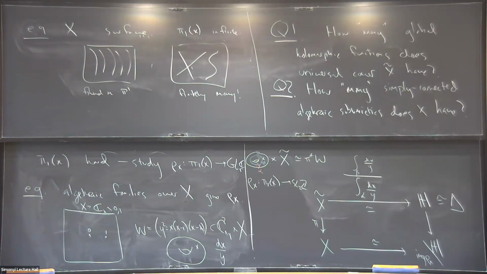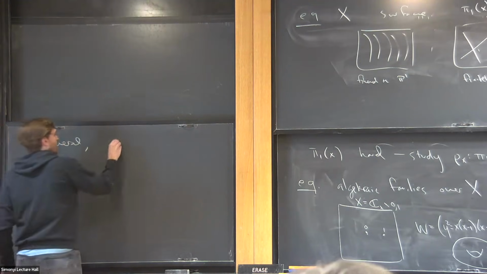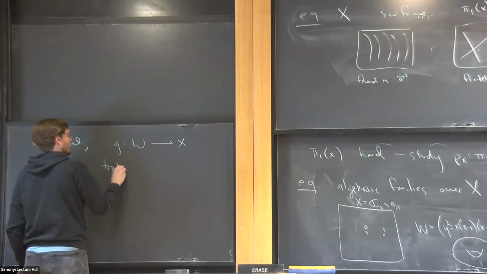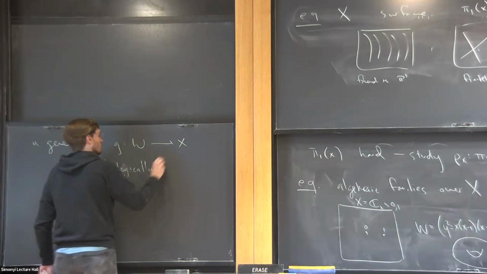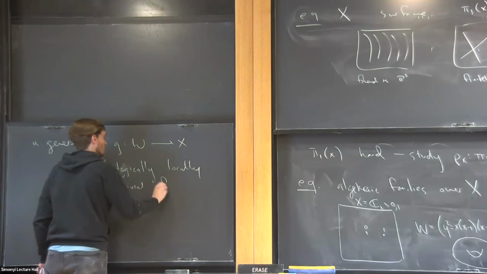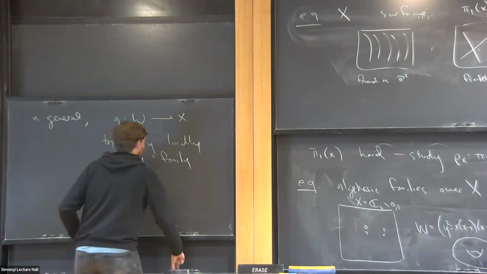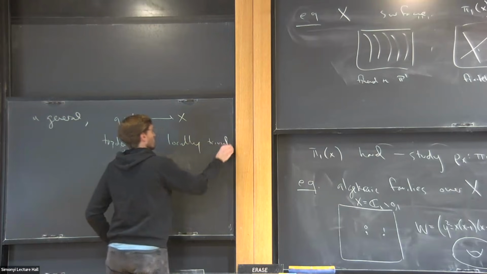Let me basically just draw that same diagram over here, so we can record it for later. So in general, if I have some family W over X, a topologically locally trivial family, say topologically locally trivial.